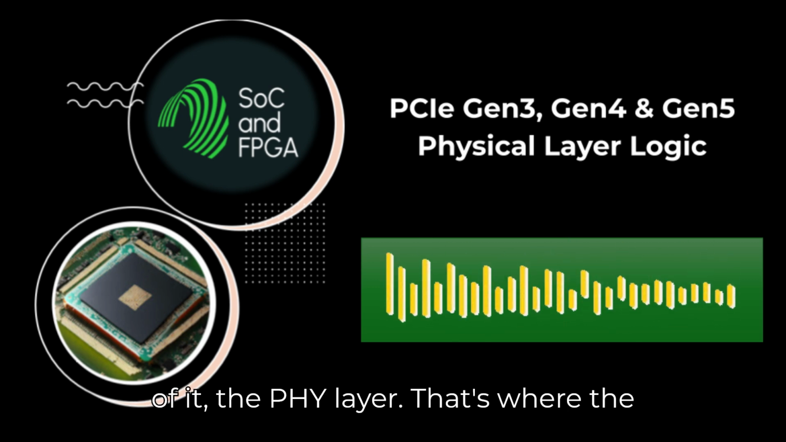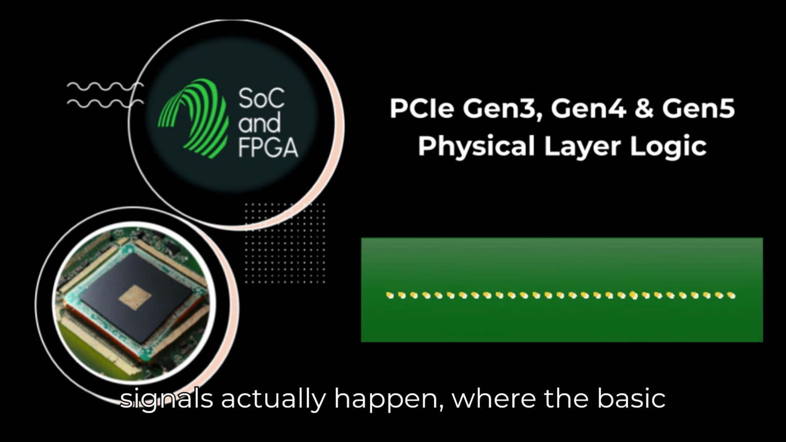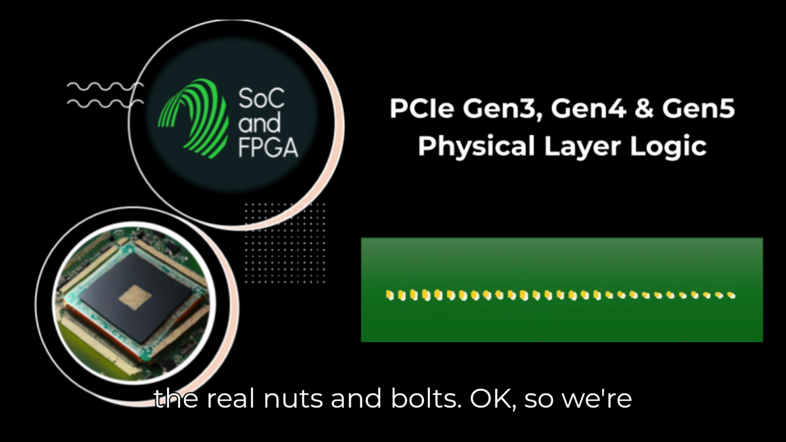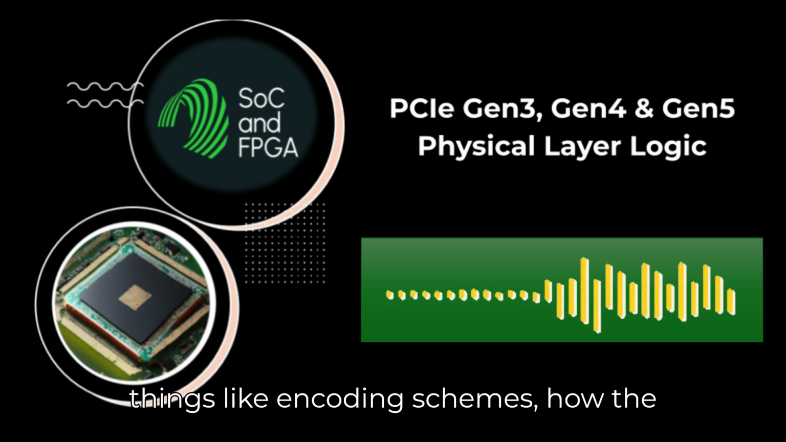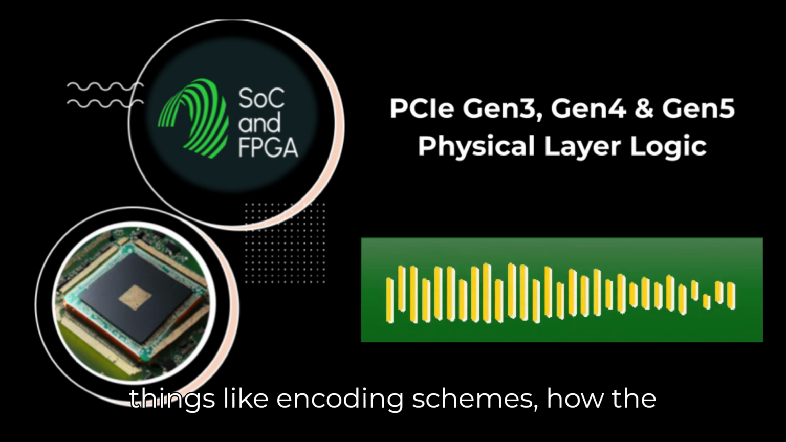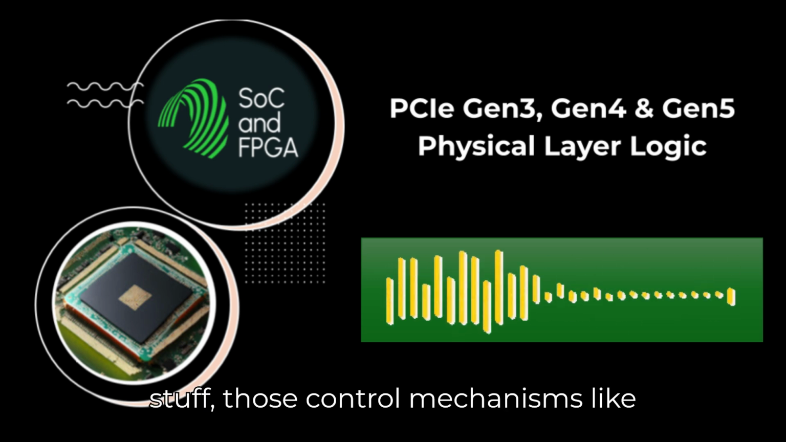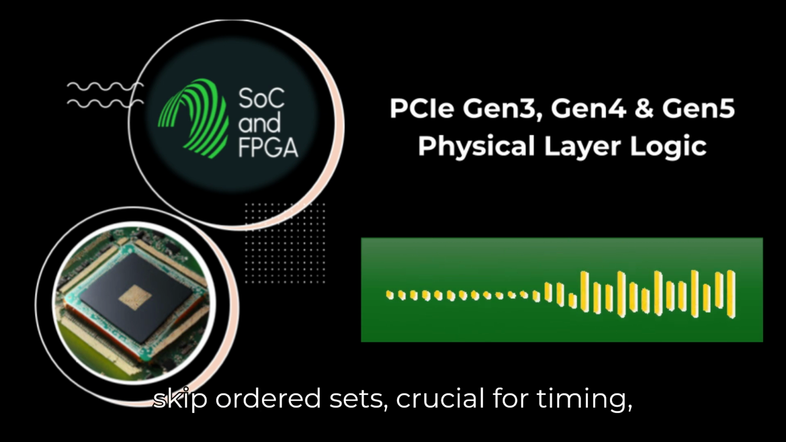That's the core of it, the PHY layer. That's where the signals actually happen, where the basic structure of the data is defined. It's the real nuts and bolts. Okay, so we're going to unpack that. We'll look at things like encoding schemes. Yep. How the data is represented. How the data blocks are structured. Data versus control stuff. Those control mechanisms, like skip-ordered sets.